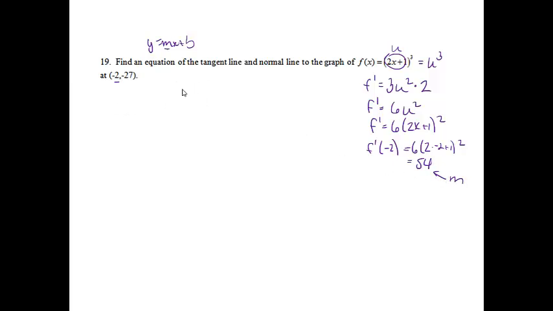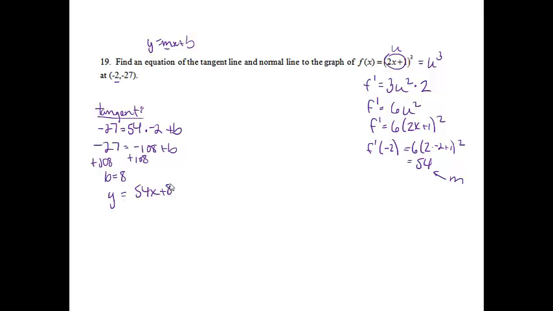So for the first part, my tangent line, I know my y is negative 27, my slope is 54, my x is negative 2, plus b. So I'm going to have negative 27 equals negative 108 plus b. I will add 108 to both sides, and I will get b is equal to 81. So my tangent line is going to be y equals 54x plus 81. If you chose to write that in point slope form, that would have looked like y plus 27 equals 54 times x plus 2, which is an equivalent answer, which is fine.